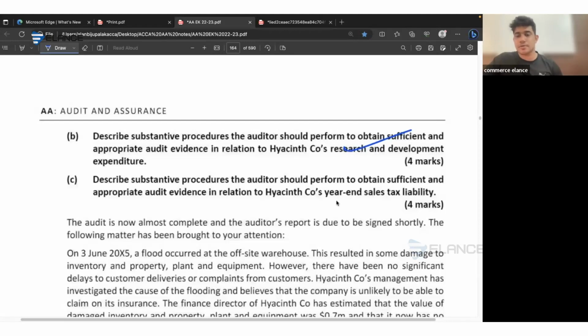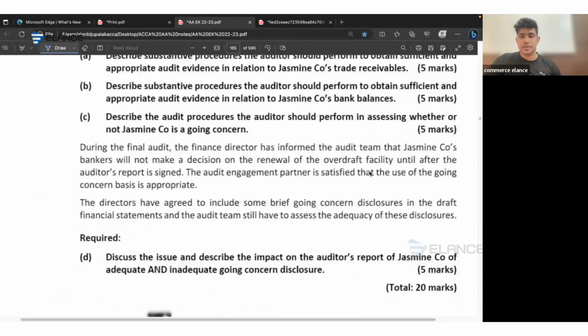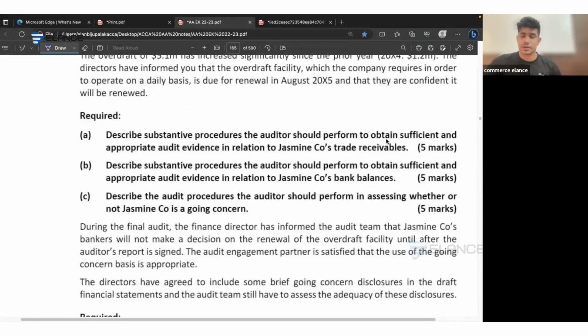Sometimes the question can be more direct. They will ask you to write substantive procedures to confirm the year-end sales tax liability. Then Jasmine Company's question we have already done during the regular session.